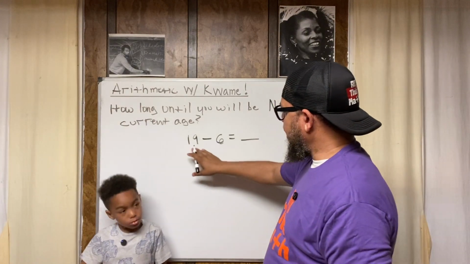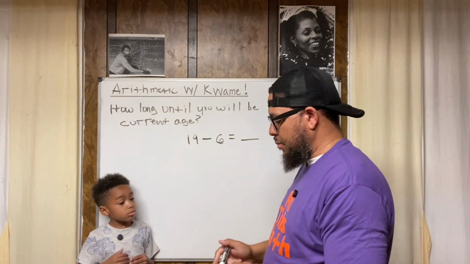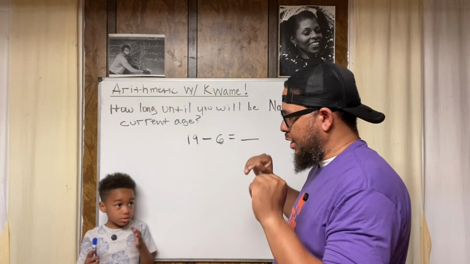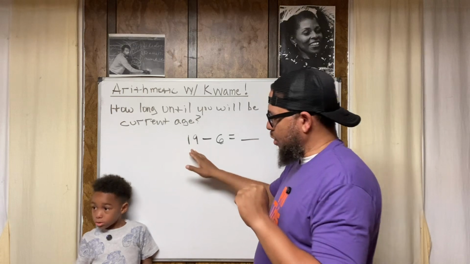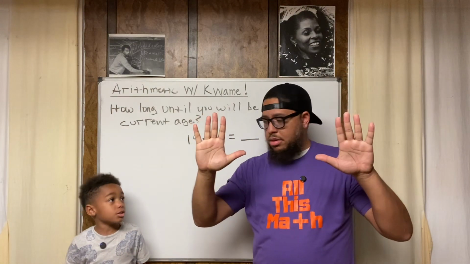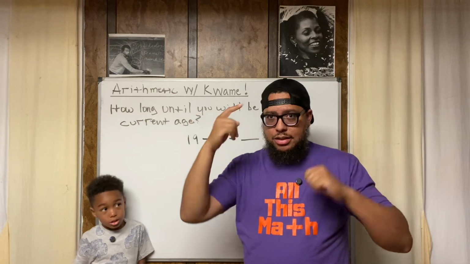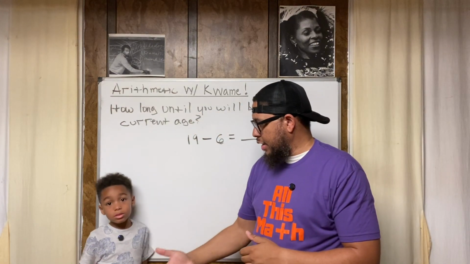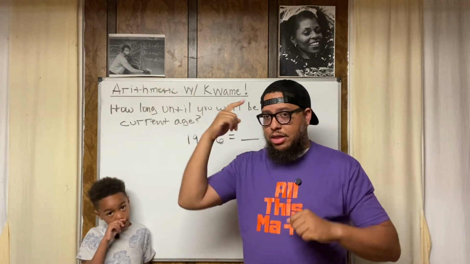So, Kwame, put the cap on that. Focus on this: 19 minus 6. All right, so 19 can be represented as how many in your hands and how many in your head? We represent 19 as 10 in your hands, 9 in your head. Just like we did the problem with Asada. Asada's 13 right now, so we had 10 in our hands and 3 in our head.